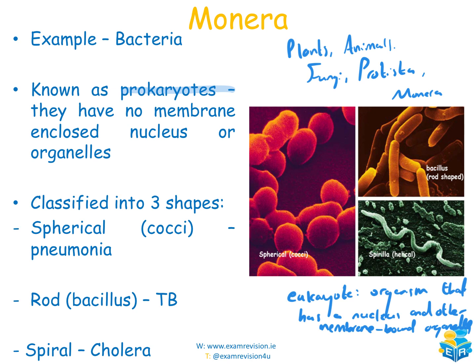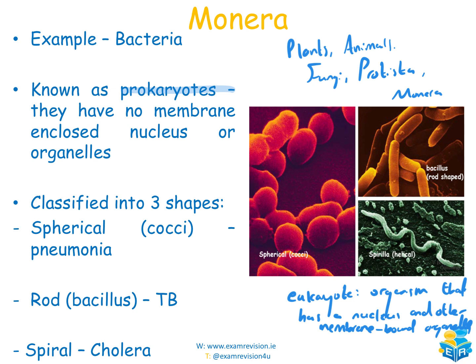or organelles. Now, bacteria are classified according to their shape. So there's three different shapes that bacteria generally have. They can be spherical, known as cocci, they can be rod-shaped, known as bacillus, or they can be spiral-shaped. And we can see that in the diagram over here. There's our spherical, there's our bacillus, or rod-shaped, and there's our spiral or helical-shaped.